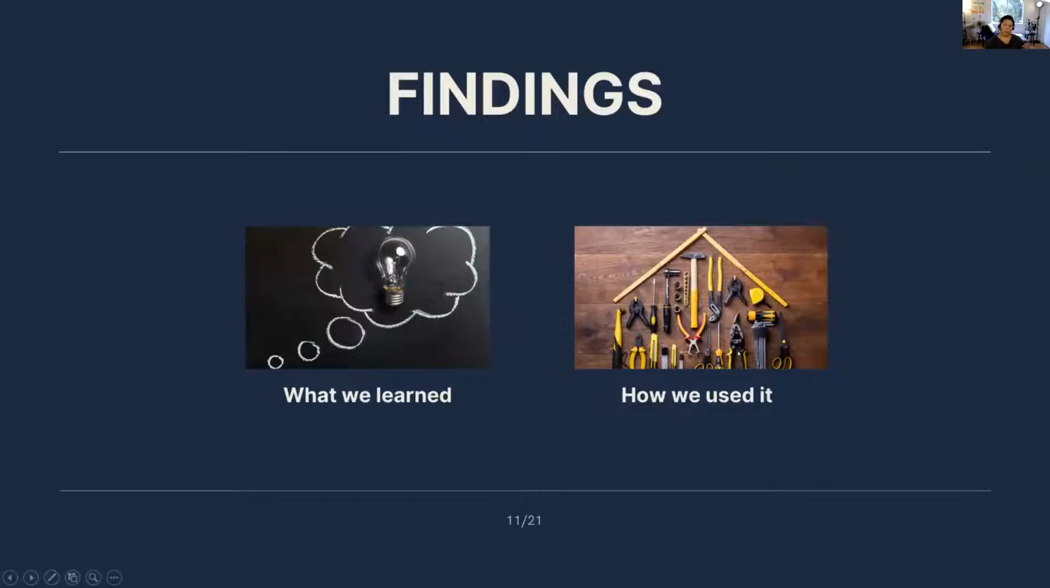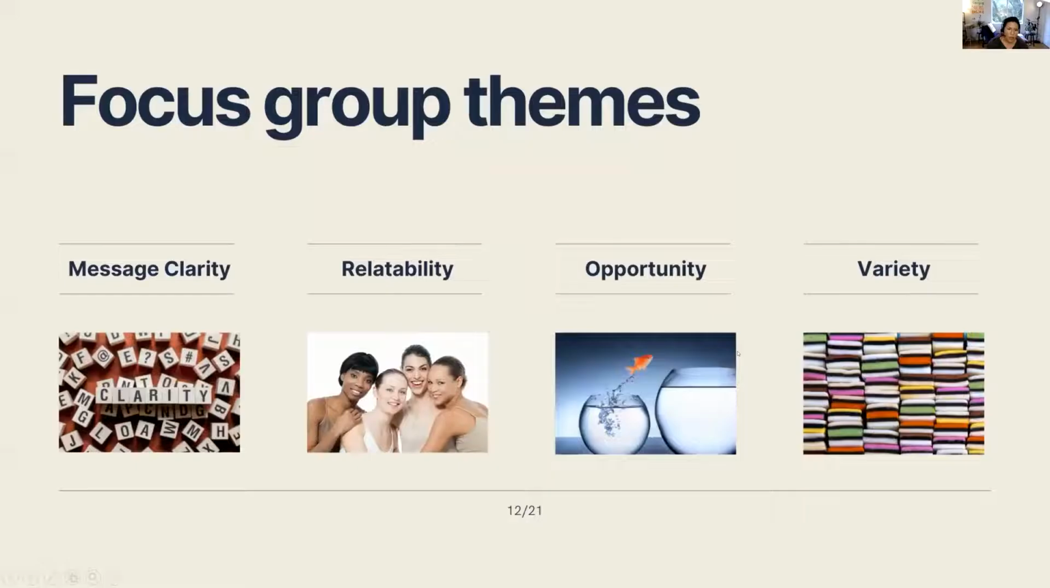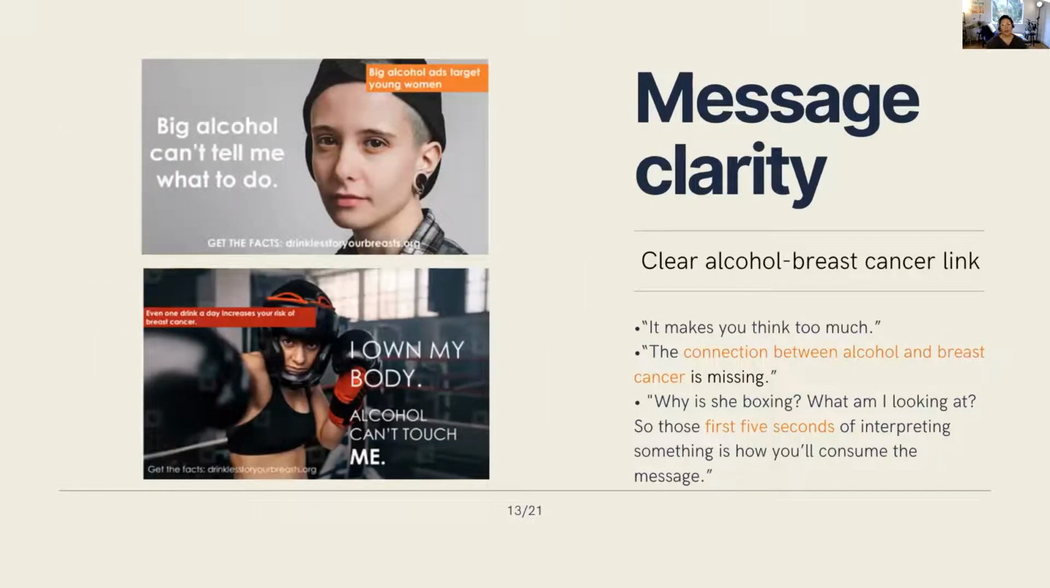So what did we learn, and how did we use it? From our focus groups, there were 4 themes that were most salient and that I think really influenced what kind of messaging we developed and how. First of all, message clarity. I understand that this might seem a little bit obvious, but this has a couple of different components that I think were really important for us to consider when we developed our posts.